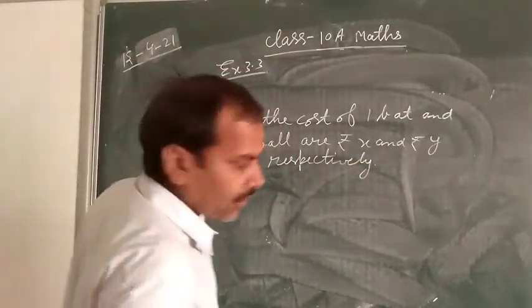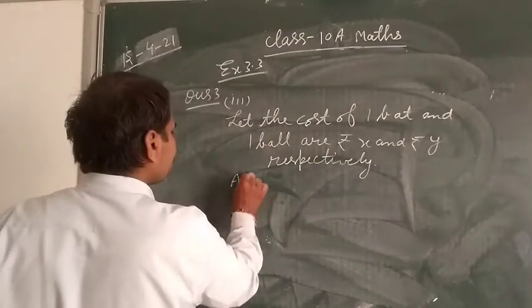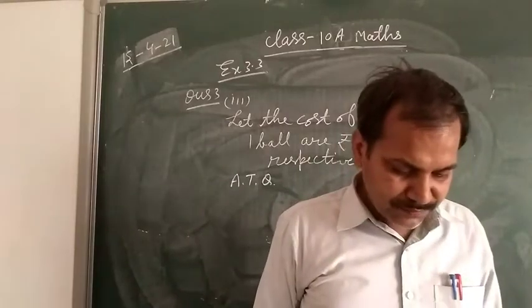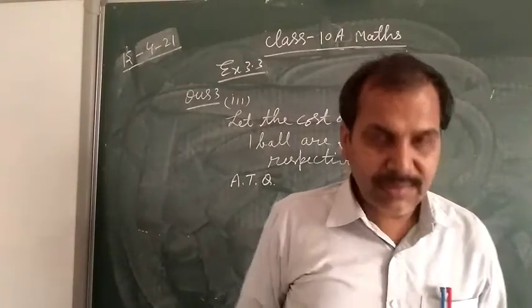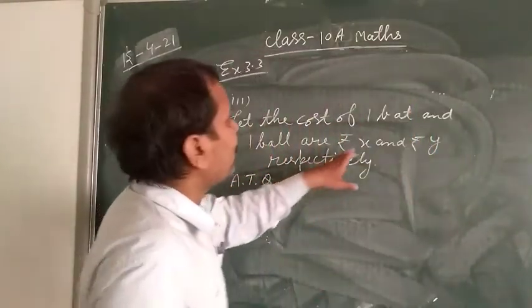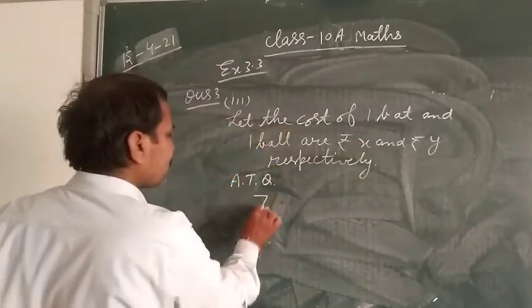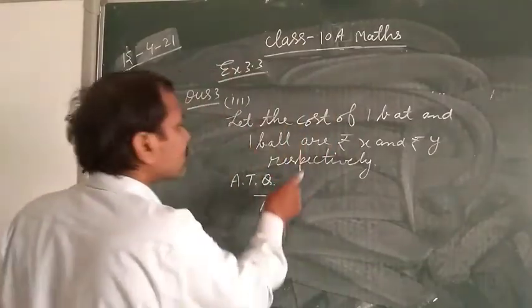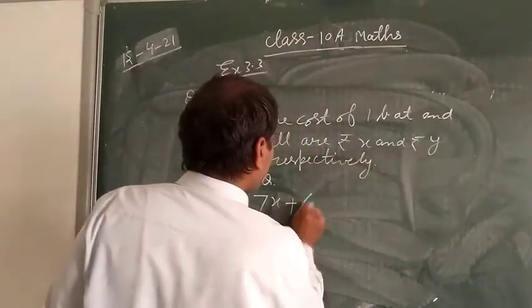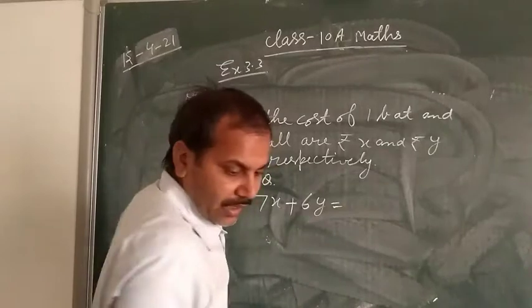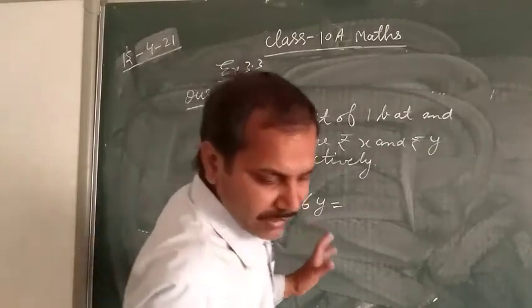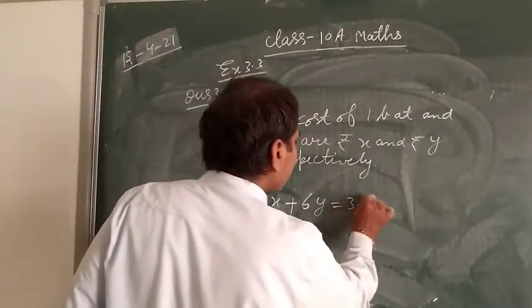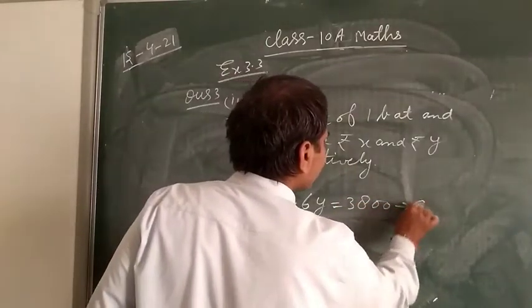So according to the question, the cost of 7 bats: one bat costs rupees x, so 7 bats cost 7x. 6 balls: one ball costs y, so 6 balls cost 6y. And the total cost of 7 bats and 6 balls is 3,800. This is equation 1.